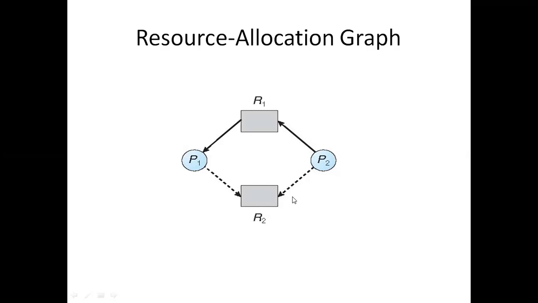When will the claim edge be converted to the request edge? For example, if a process requests the resource, then it will be converted from claim edge to request edge. Initially, it is a claim edge, a dashed line. That means the process may request the resource. After that, the claim edge will be converted into a request edge, that means a solid line, when the process requests the resource. After that, the request edge will be converted into an assignment edge. When will it be converted into an assignment edge?